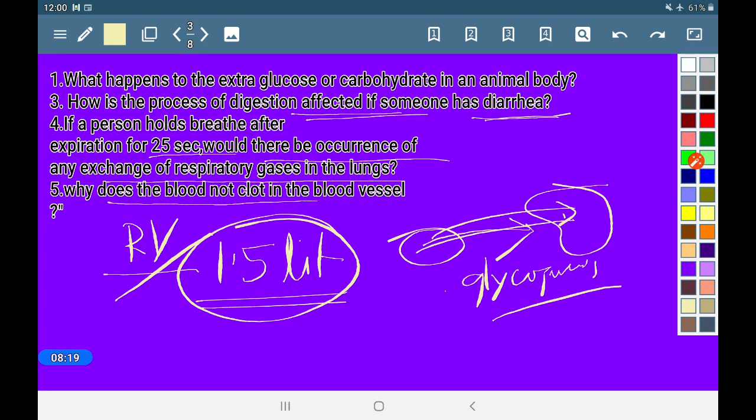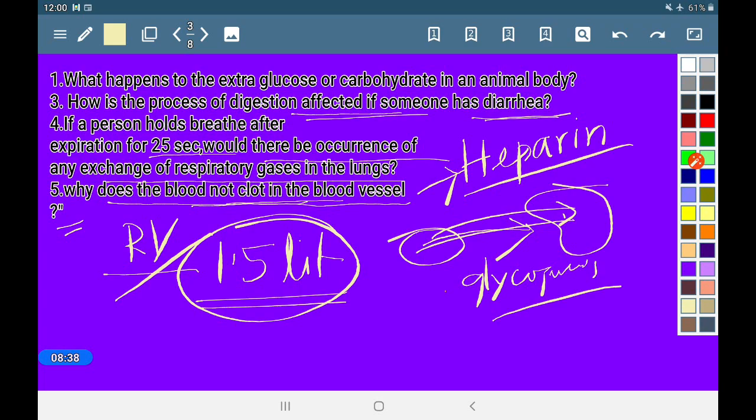Why does the blood not clot inside the blood vessels? It is because of one chemical which is known as heparin. Due to the heparin, it does not clot inside; it stays in liquid form.